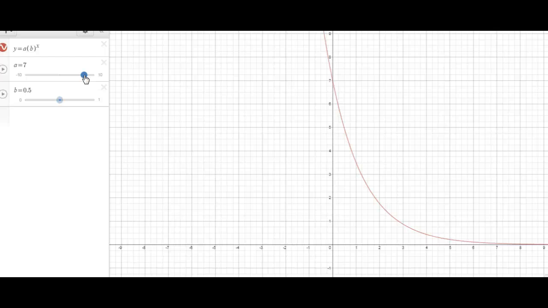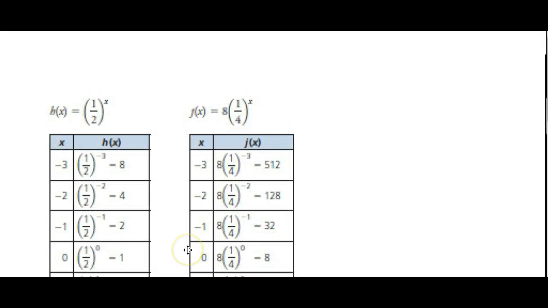You could say, yeah, the y-intercept is 7, right? So what's the y-intercept? A. Doesn't matter if b is between 0 and 1 or b is greater than 1, right? The y-intercept is always the value of a. If A is 1, you just get a y-intercept of 1. And that's what we're interested in, right?